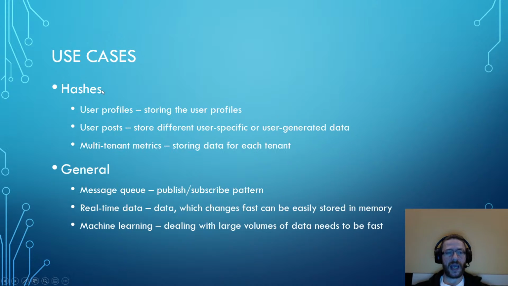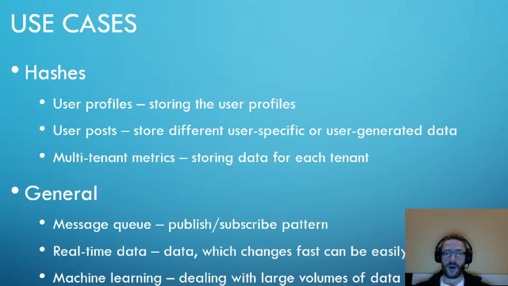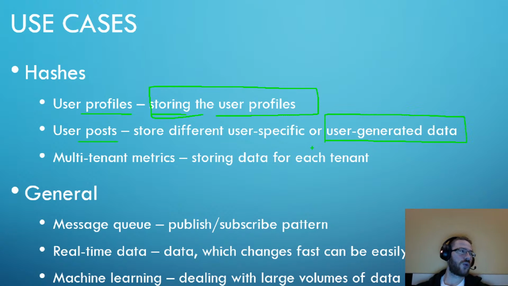We can use hashes to store various objects. For example, user profiles, we can store the user profiles there. We can store user posts, user data, comments, articles, different user generated data in general. So it doesn't matter what kind of business process we have, we can store different user generated data. We can also store multi-tenant metrics. We can store data for each tenant.